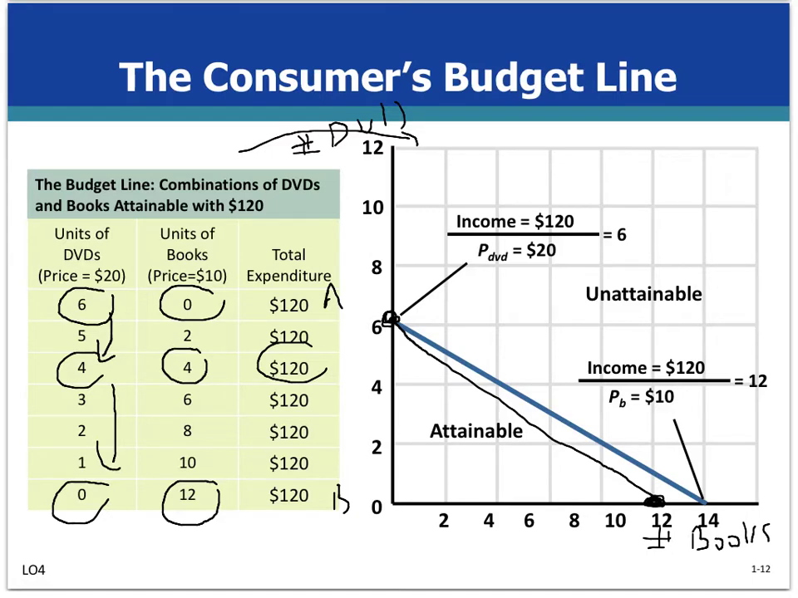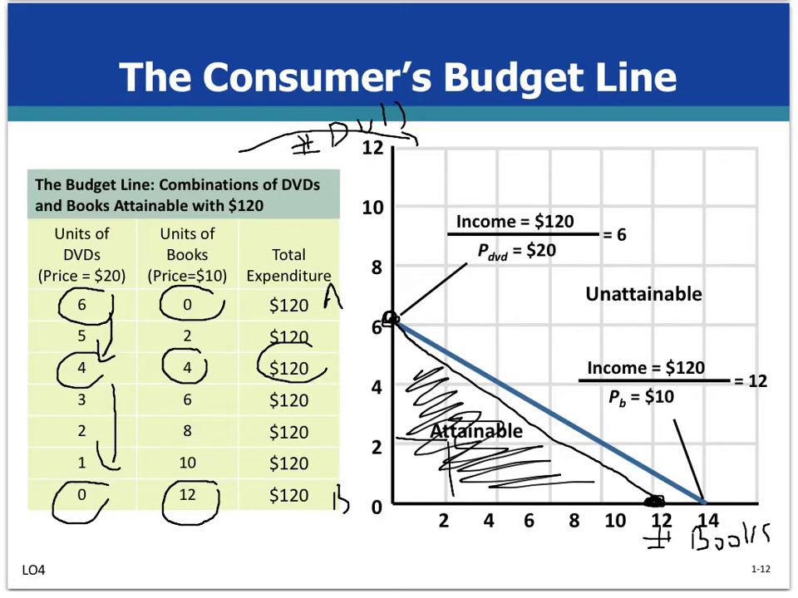Now we can talk about attainable and unattainable combinations. All the combinations of DVDs and books inside here, inside this budget line, are attainable because you have enough money to buy any of the combinations. Let's say you choose 2 DVDs, 2 books. How much is it going to cost you? 2 DVDs, 2 times 20, 40, plus 2 books, 2 times 10, 20, $60. Still you have remaining in the gift card, but it's attainable, right? If you choose to buy 2 DVDs, 2 books, it's attainable.